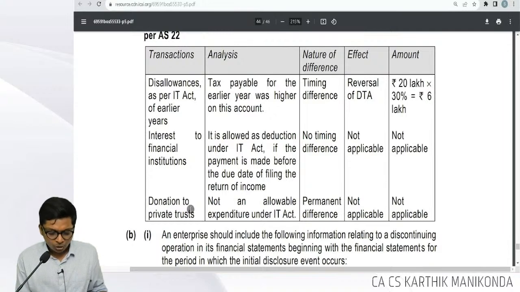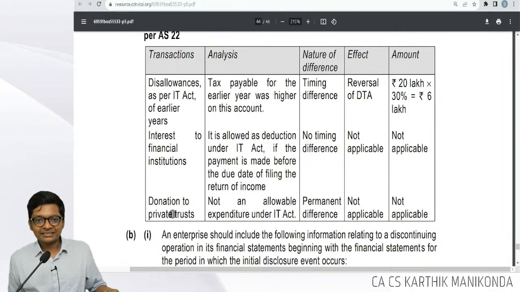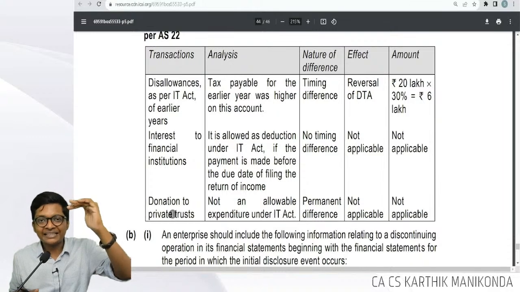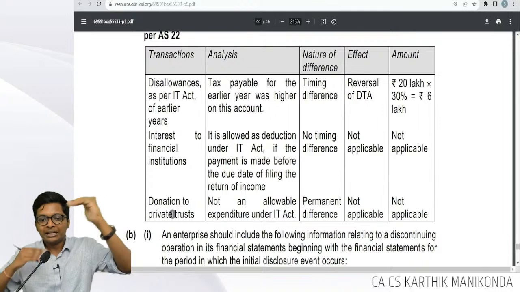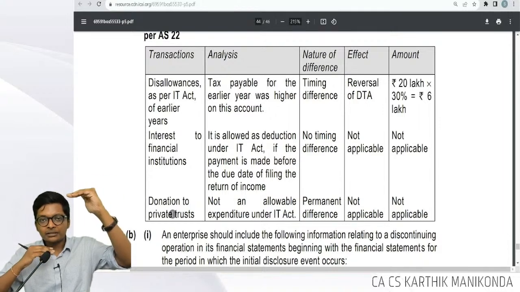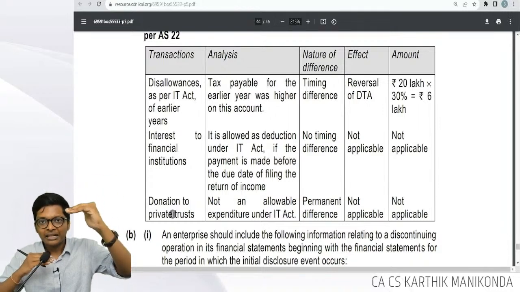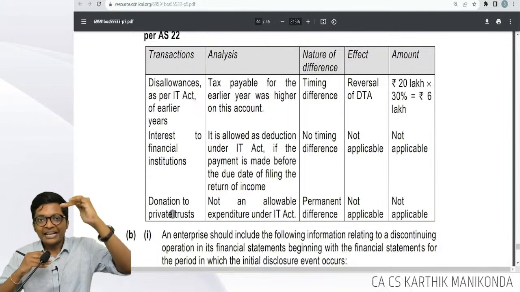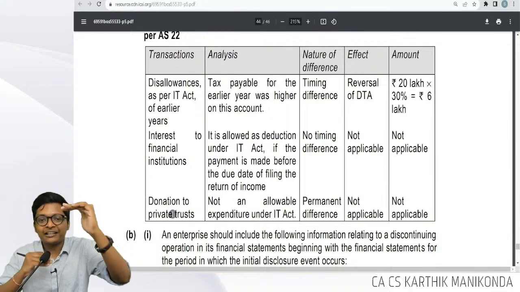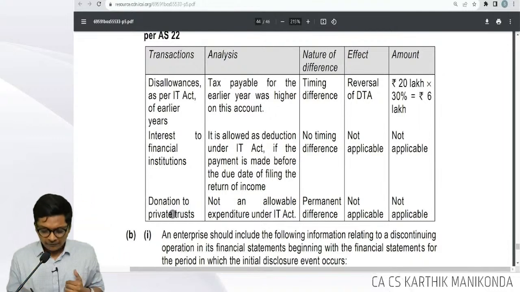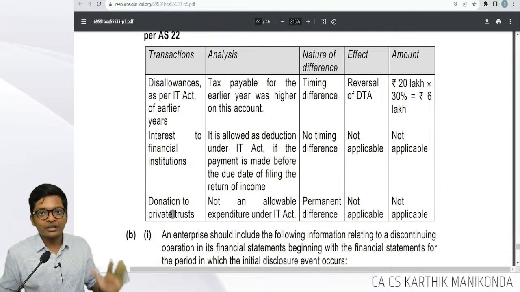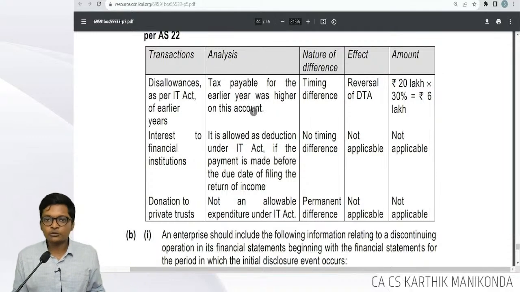Last, donation to private trust. In income tax, it is disallowed, so income tax profit is high. In books, it is allowed, so it's low. There is a difference, but this difference, donation, is a disallowance forever. It will always be a disallowance. Therefore, this difference will remain forever, which is a permanent difference. So, no need to create DTA or DTL. That's what is given here.